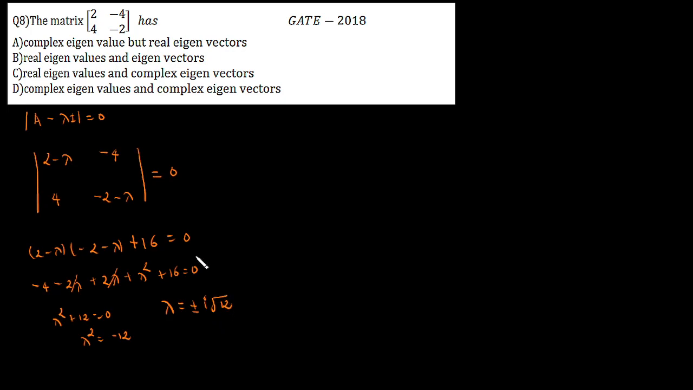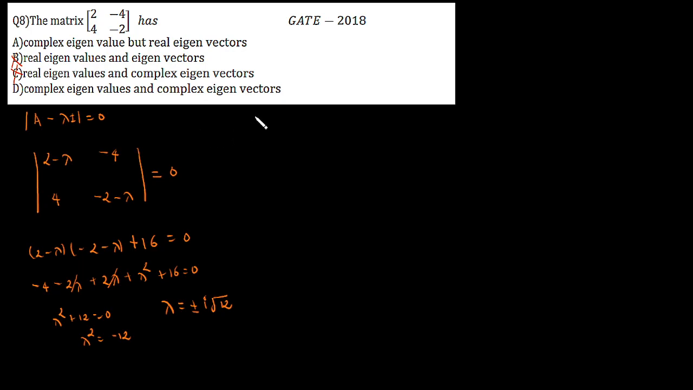So now we are sure about the eigenvalue. The eigenvalues are complex. Now let's look at the options again. Option B says real eigenvalue. No, option B is not the correct one because we are getting the complex eigenvalue. Again, option C says real eigenvalue. Option C is also not the correct one. Now the remaining two options A and D both are saying the complex eigenvalue. But to choose the correct one from these two, we also have to find the eigenvector because the second condition is about the eigenvector.